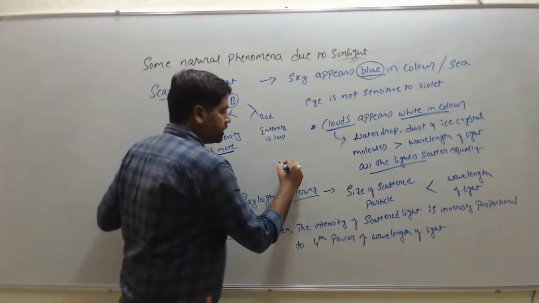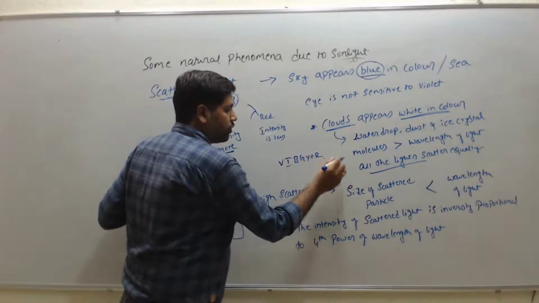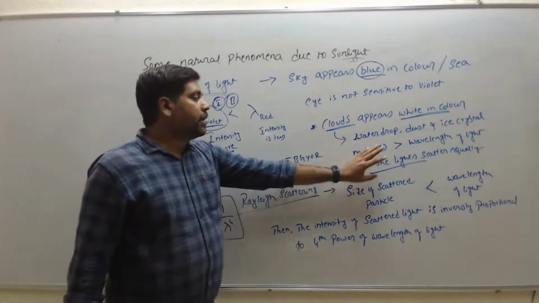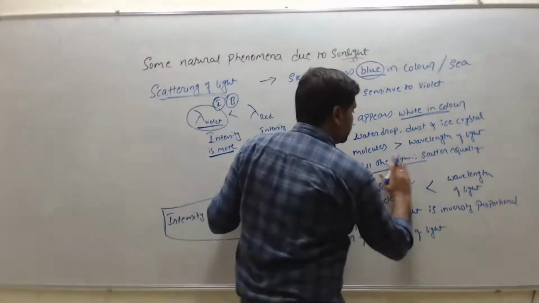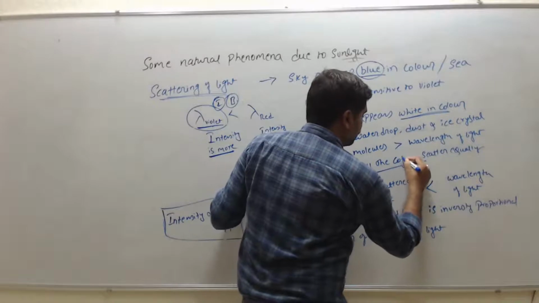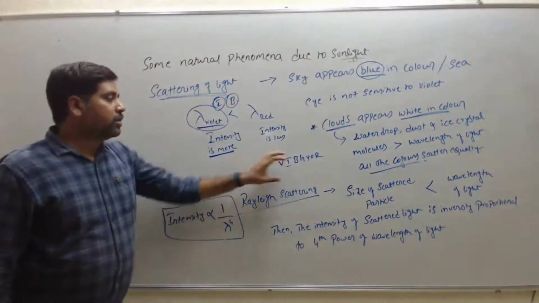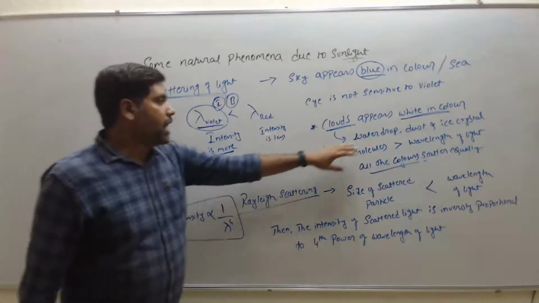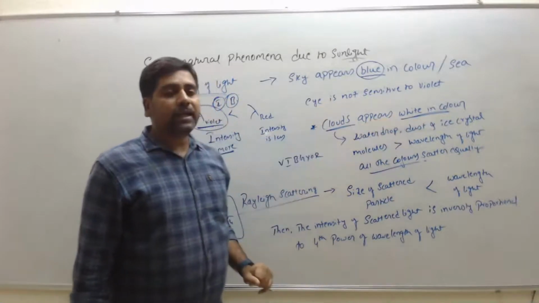All the lights, nothing but V I B G Y O R, all the 7 colors, are scattered equally. All the lights are nothing but all the colors. If all these colors are scattered equally, then it appears white in color. That's the reason the clouds appear white in color.